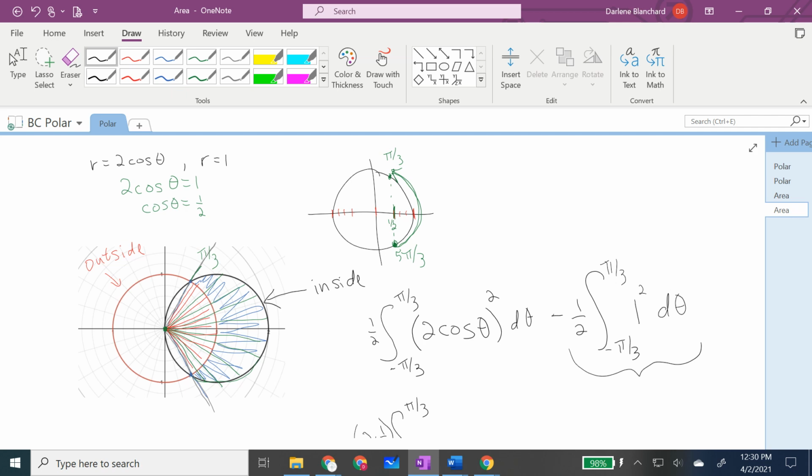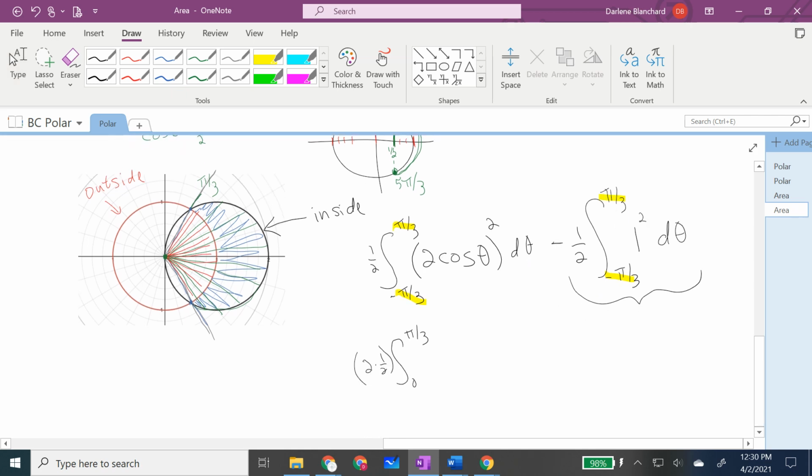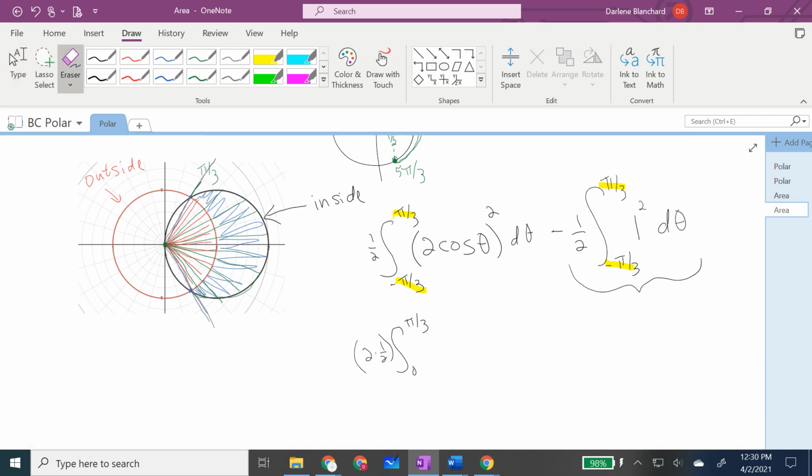And yes, you can combine them into one integral because they are using the exact same angles. As long as they're using the exact same angles, you can combine them into one. So another option could be that you're doubling the area, and inside of one single integral, you are doing that.